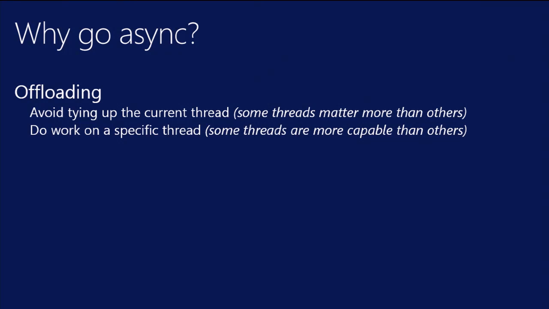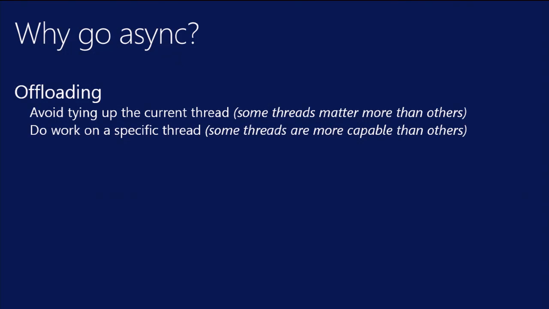So for example, I have some work. I'm on the UI thread. I want to do some CPU-bound work. I can't be doing that on the UI thread. I need to go off and do that somewhere else. I need to do it on a background thread, right? So I'm going to avoid tying up this special thread.